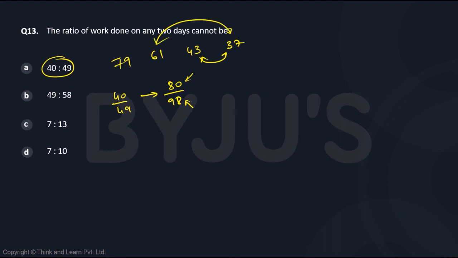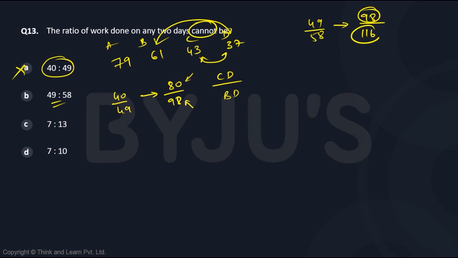So 80 by 98 is when you have A, B, C, D. If you take this as CD by BD, you will get the ratio that you want. So A is not your answer because you're looking at which cannot be. Similarly, 49 by 58 can be written as 98 by doubling it. 58 double is 116. We know 98 can be got. How can you get 116? Which two numbers total will give you 116? We can see that 116 can be got by 79 plus 37. So therefore, B also you can get. So B is not your answer.